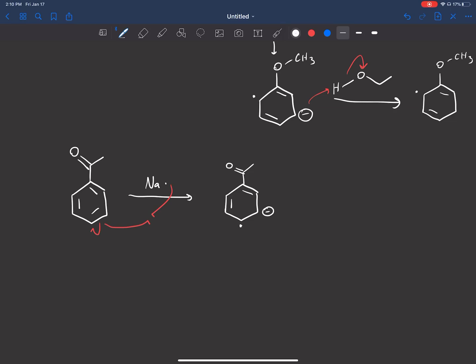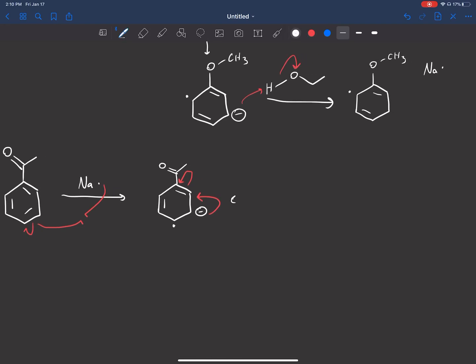Now we want to get them opposite each other. So what I'm going to do is resonate this guy this way, and use this double bond to put the negative charge on that carbon, with the double bonds this way now, parallel to each other. The radical is here, and the negative charge is now here.